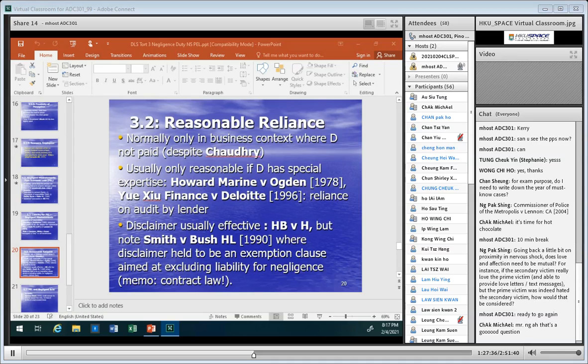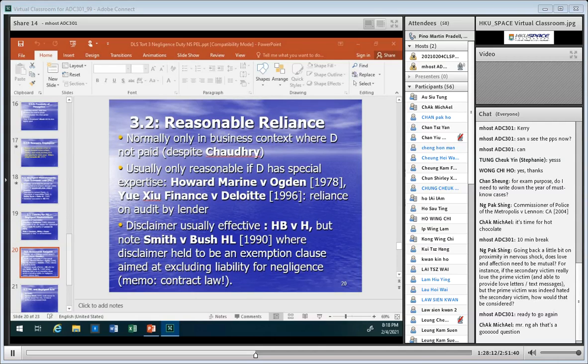So, is the disclaimer... Now, remember, Hedley Byrne and Heller was decided in 1964, I think it was, before the legislation on exemption clauses. In England they have a stupid name for their legislation. They call it the Unfair Contract Terms Act, which is stupid because the test is not one of fairness, it's reasonableness, and the Act doesn't apply to all contract terms, it only applies to exemption clauses. In England the legislation on exemption clauses was enacted after Hedley Byrne and Heller.